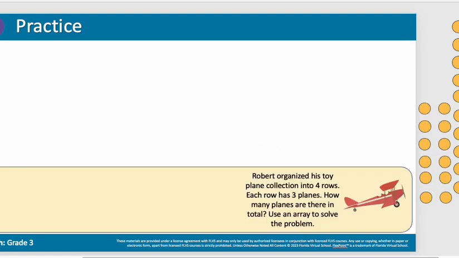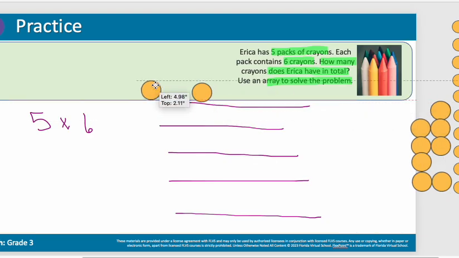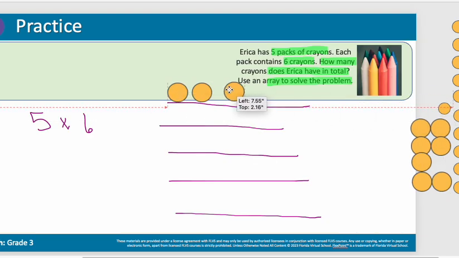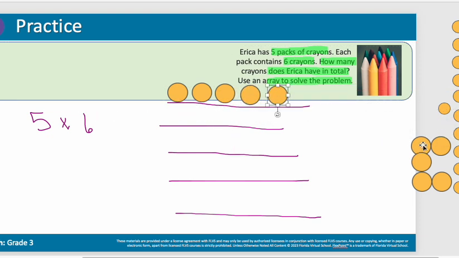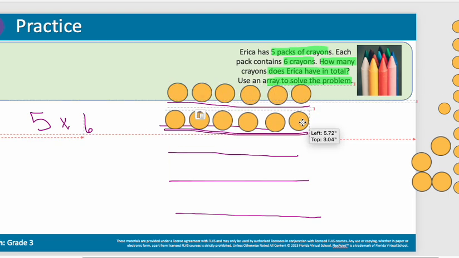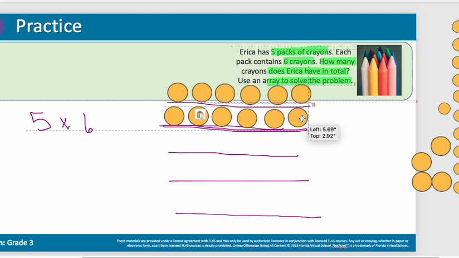So 1, whoops, 2, 3, 4, 5, 6. Does that match? 5 packs of crayons. So here's my pack. Here's my 6 in a pack. Excellent. Okay. Now, am I going to need to do this again? Yes. So here's my next pack.